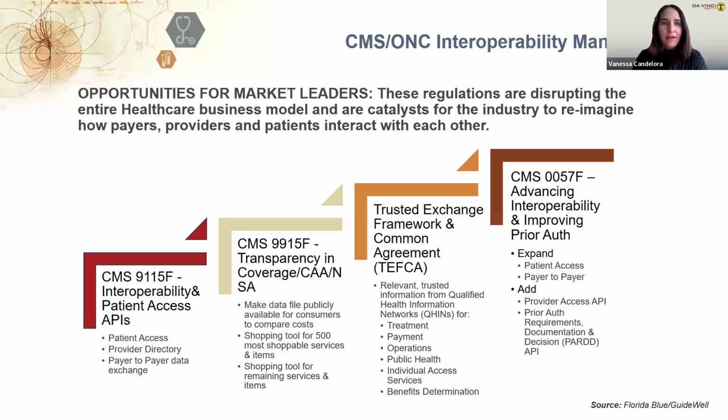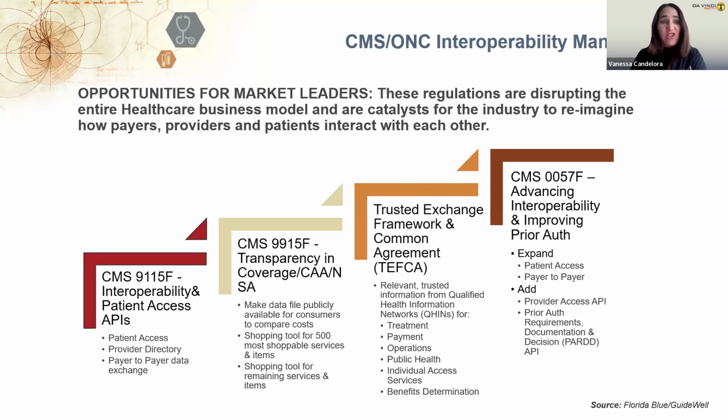Sure. Yeah. I think I'm actually going to be really lame and read what's on the slide. This is opportunities for market leaders or even folks that are the next generation of leaders. You know, these regulations are disrupting the entire healthcare business model in a lot of ways and are really catalysts for the industry to reimagine how healthcare works together.